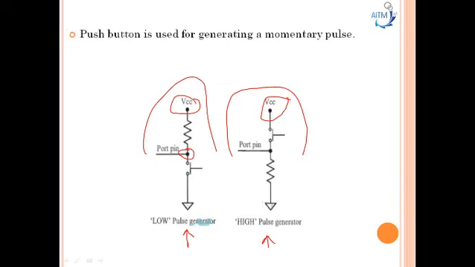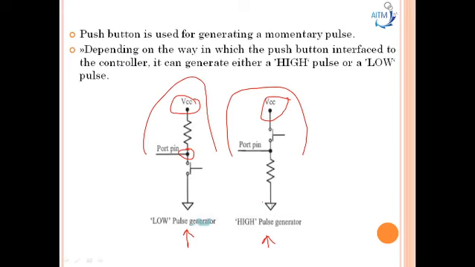So usually the push button is used for generating a momentary pulse, and depending on the way in which the push button is interfaced to the controller, it can generate either a high pulse or a low pulse here. In embedded applications, a push button is generally used as a reset, start switch and pulse generator here.